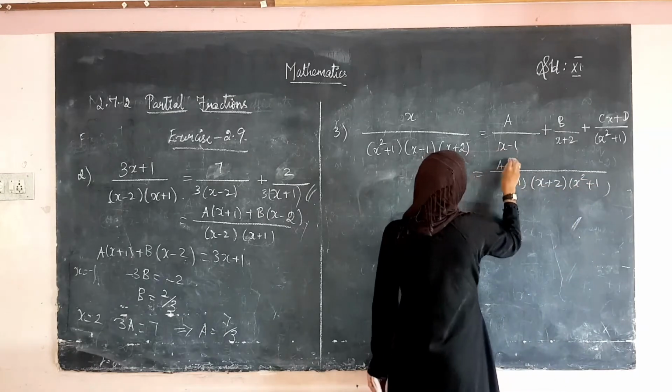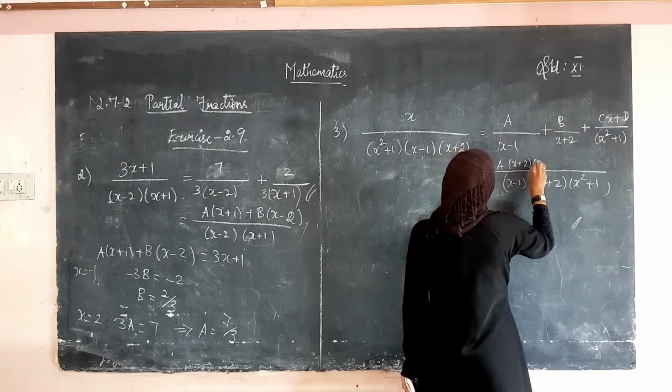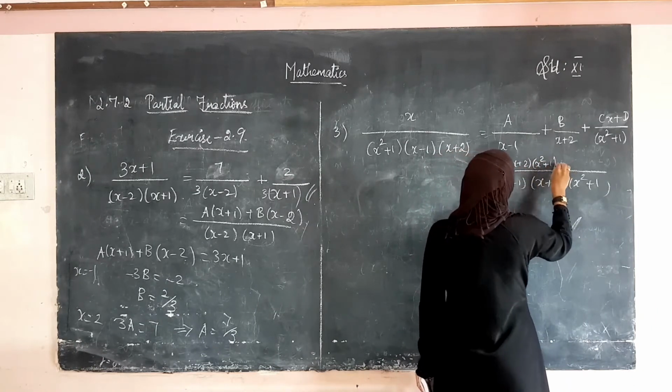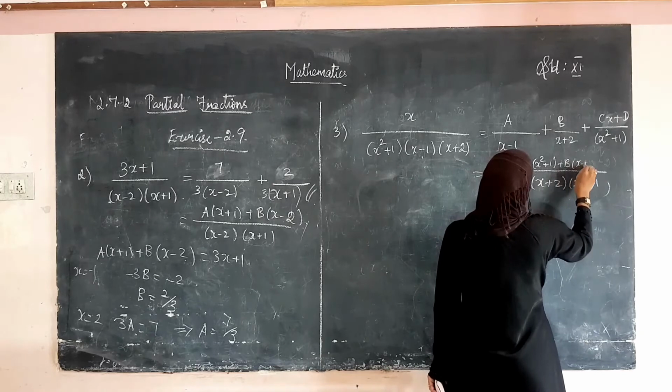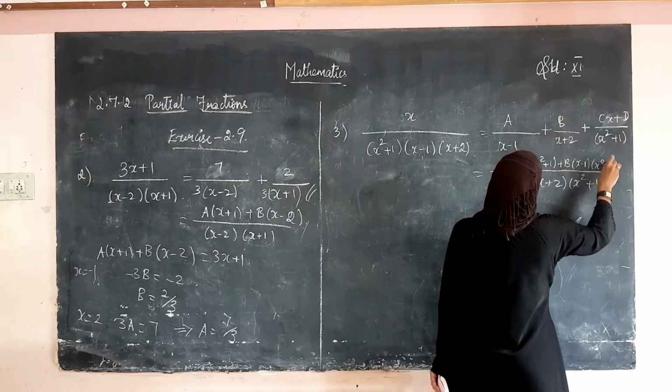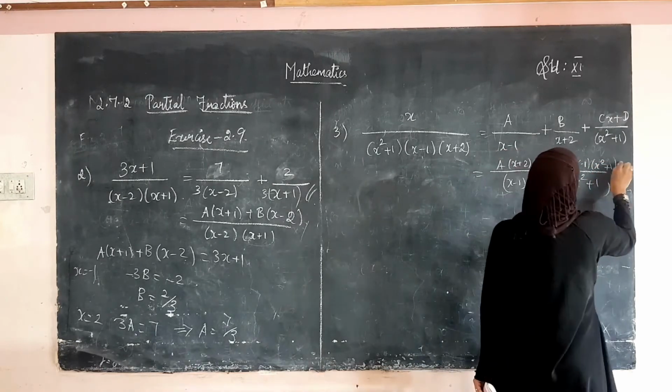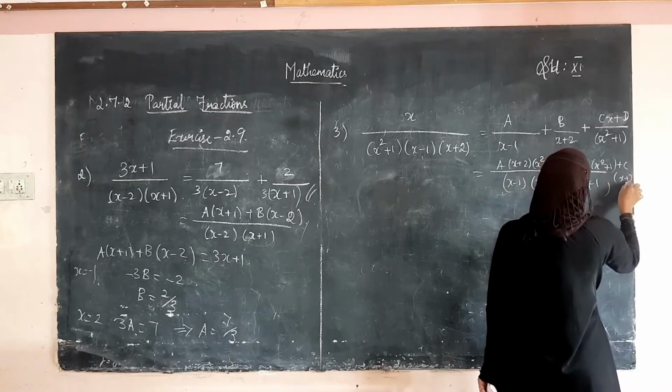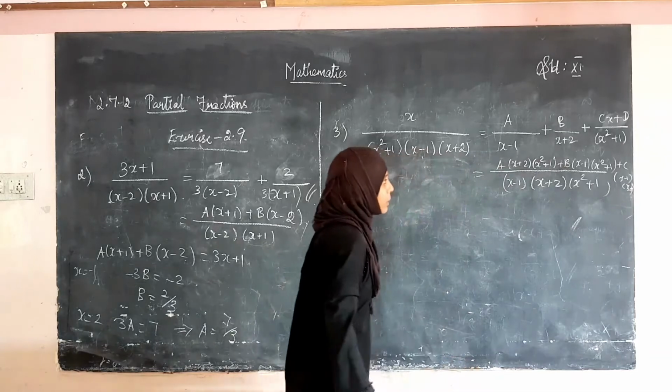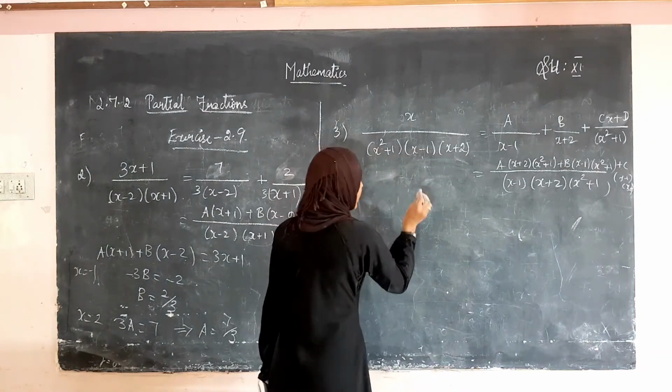So, a into x plus 2 into x square plus 1. And here plus b into x minus 1 into x square plus 1. And plus c into x minus 1 into x plus 2 here. Okay, this side x minus 1 into x plus 2 there. Now, equate the numerators alone.